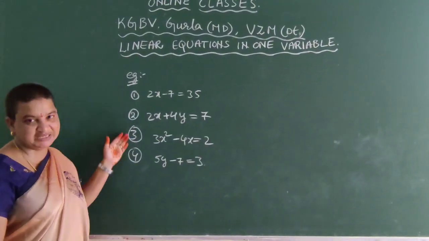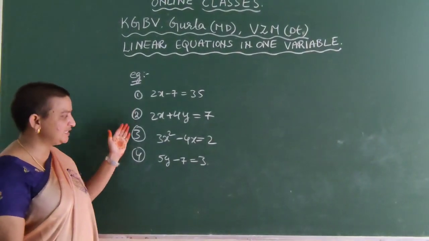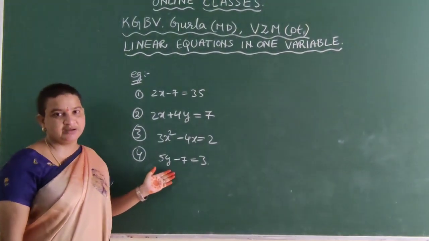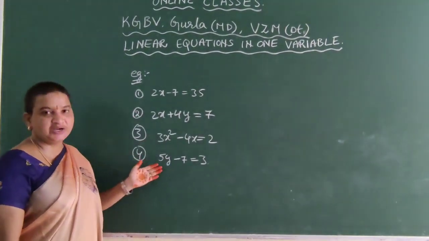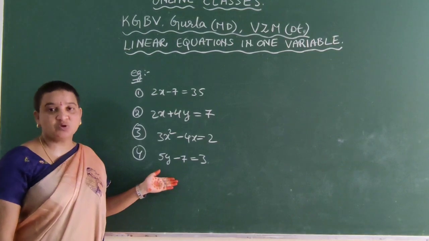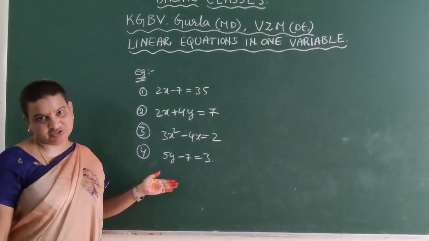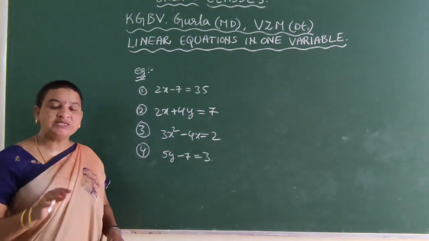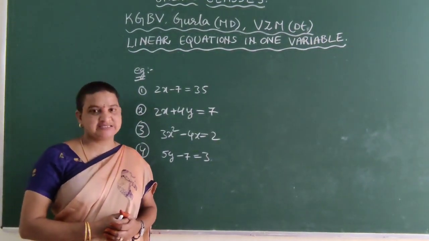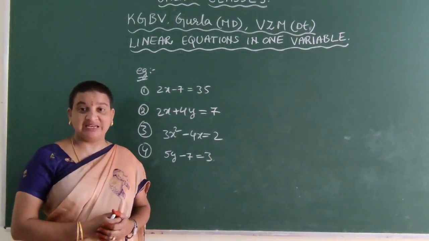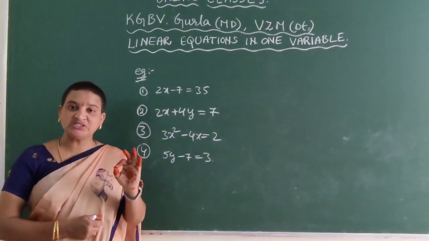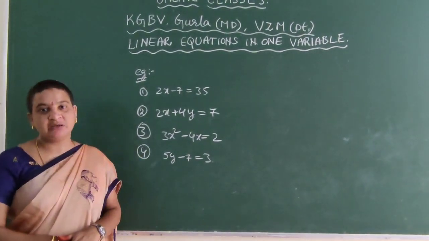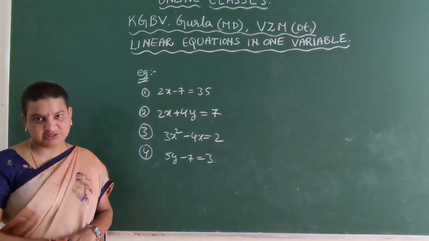Let us take some examples. In these equations, we have to find which are linear and which are not. First, we have to know what a linear equation is. A linear equation means an equation which has degree 1.